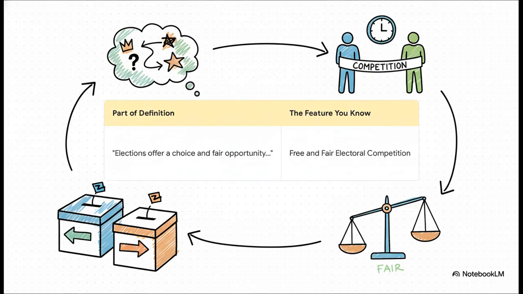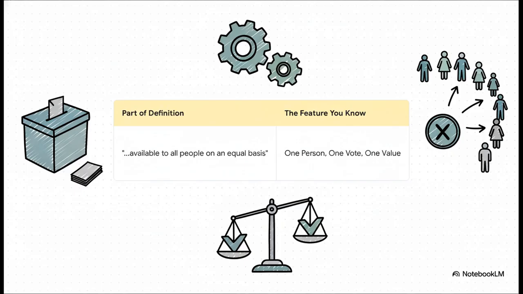Now, for the second part, it says that elections must offer a choice and a fair opportunity to the people to change the current rulers. This perfectly matches our second feature, doesn't it? It means that elections have to be a real competition, a real choice, not just a formality. Let's look at the third part. This choice and opportunity is available to all the people on an equal basis. This is simply the principle of universal adult franchise. Our third feature, one person, one vote, one value.